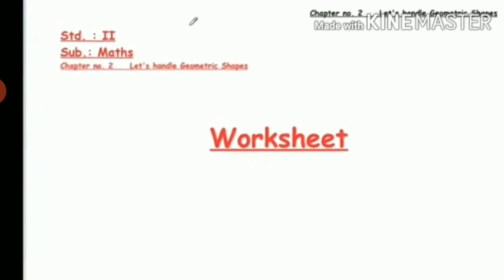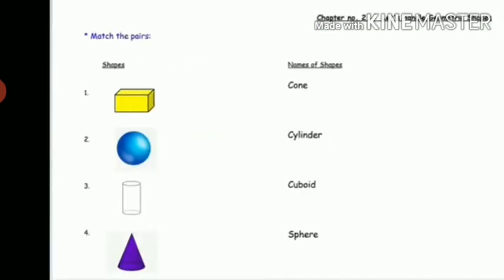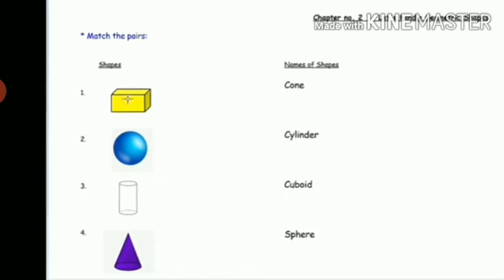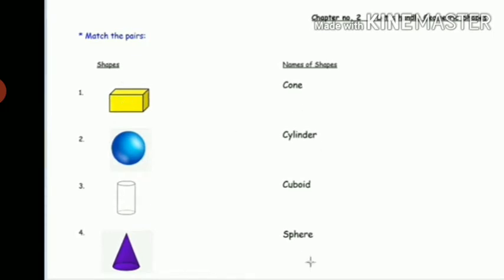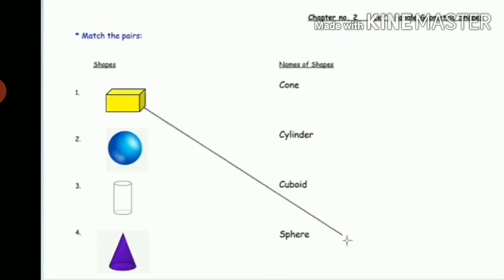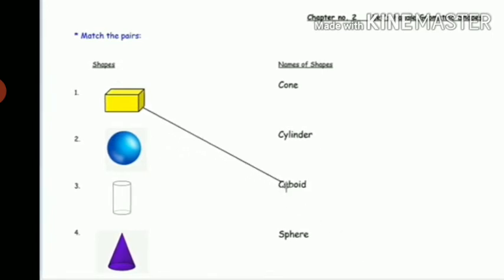Now let's solve the worksheet. It is about geometrical shapes. You can see shapes in one column and names of shapes in another column. Now let's find out. Can you remember which shape it is? It is the cuboid shape. So where is the cuboid? Let's find. Yes, we found it. Let's match the cuboid shape to the cuboid name.